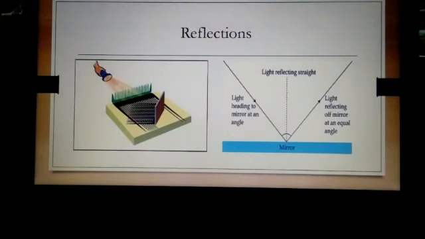See, daily you are looking at your face in the mirror. What is the reason? Because of reflection only you can see your face in the mirror. What is reflection? When the light bounces back off an object after hitting a smooth surface, it is called reflection.